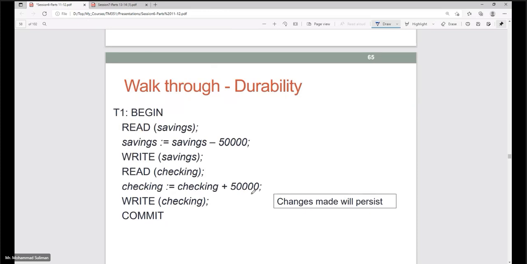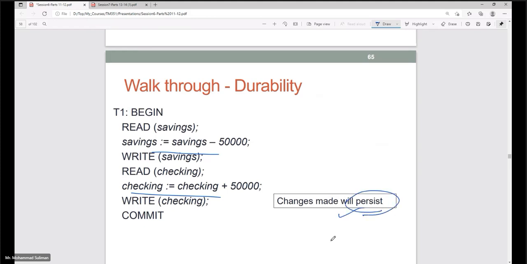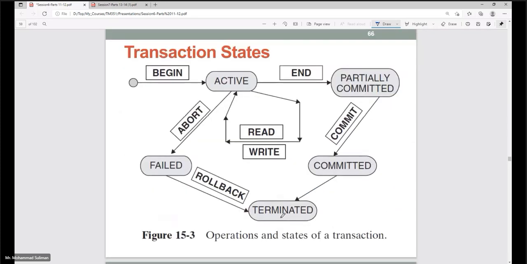Durable: whatever changes we make, there is a change in the saving account, there is a change in the checking account, this will persist or remain for a long time unless we make other changes here. That is called durability. So these are the states of the transaction. The state cycle is given here.